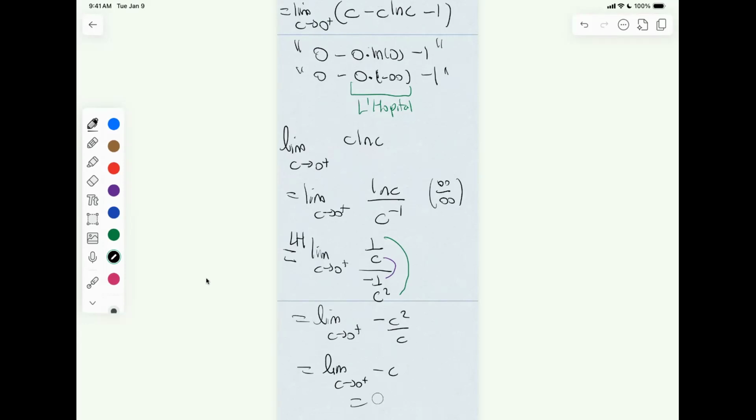I can show you that quickly. If you do the graph of the function f of x equals x times ln of x, that's how it looks, and you see it approaches 0. Okay, so back to the limit.